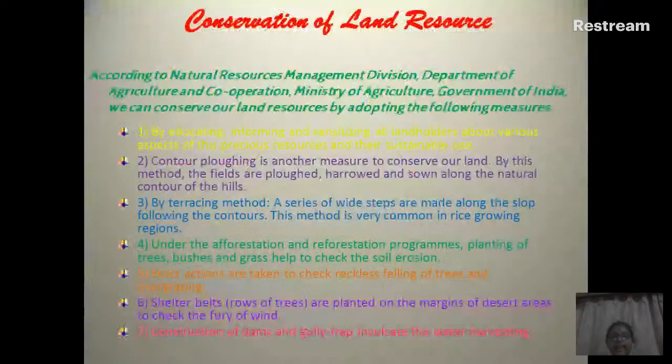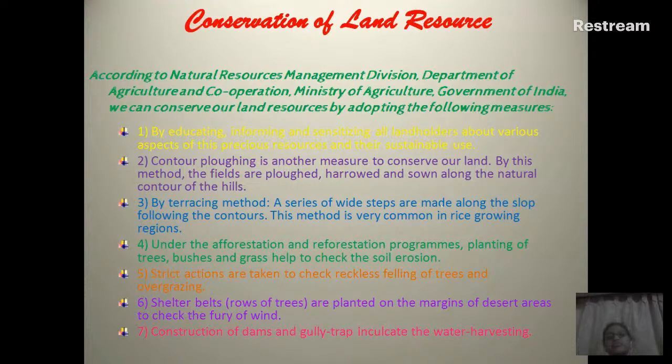Okay, next one is the conservation of land resource. This is important. According to the Natural Resources Management Division, Department of Agriculture and Cooperation, Ministry of Agriculture, Government of India, we can conserve our land resources by adopting the following measures. What are the following measures? We will learn right now.